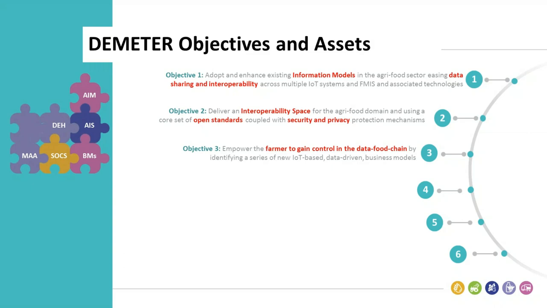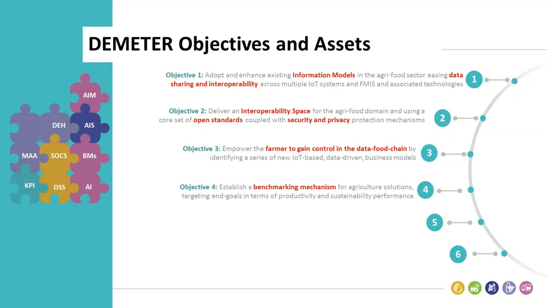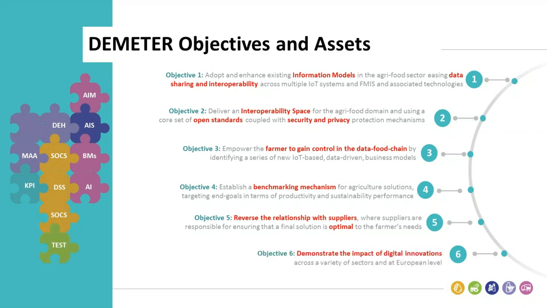The central entity in our approach is the farmer, which we aim to empower so that he gains control over his own data and even manages to make some money out of the resources he wishes to make available to external parties. We have built the necessary business models to support this. Also, in order to support the farmer, we have built a benchmarking mechanism as well as a system that enables stakeholders to directly interact with one another, exchange views, and be able to select the most appropriate solution for their needs. So the goal here is to reverse the relationship between suppliers and farmers, to the benefit of the farmer always.